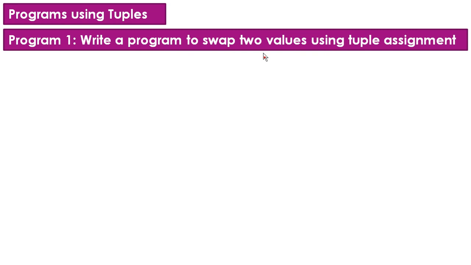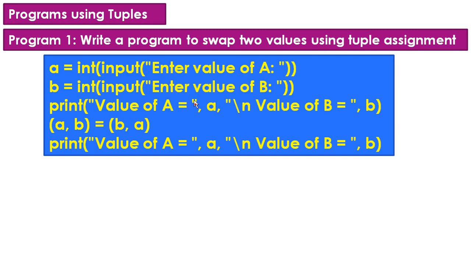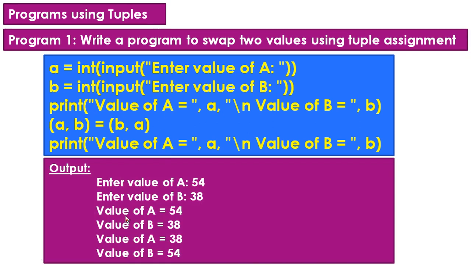We are going to change the values of 2 variables. Here the variables a and b, the values of a and b are taken from the keyboard by using the input function. We are giving 2 values, 54 and 38, from the keyboard. Now print the values of a and b before the swap statement. Now we get the result 54 and 38. There is no change here.